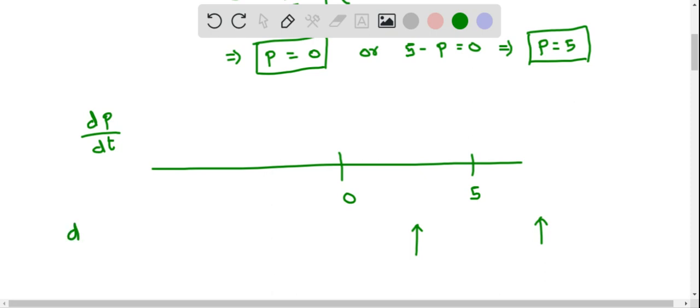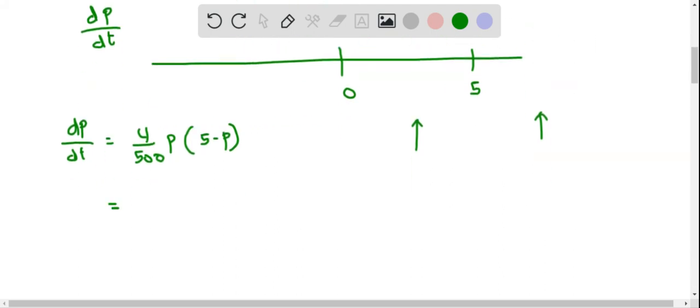So let's use dP/dt, which equals 4/500 times P times (5 minus P). Now let's consider any random value in the interval 0 to 5. Say for example I consider 4 and plug it into this equation. So I get 4/500, I plug in P equal to 4, and this one is, I'm sorry, 5 minus 4. So it's 5 minus 4.